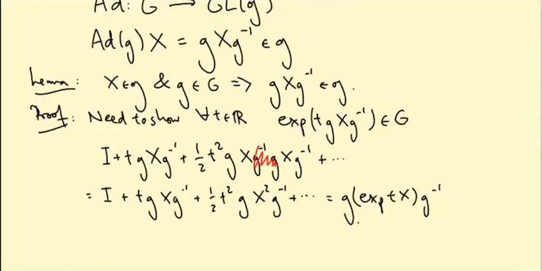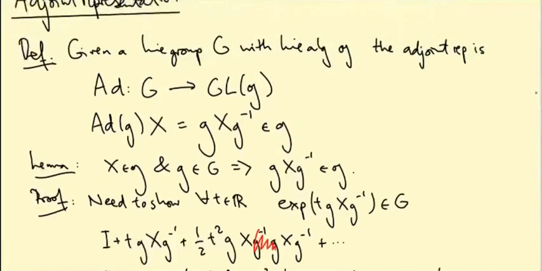And g is in big G, g inverse is in big G, exp tx is in big G for all t, because x is in the Lie algebra, so their product is in big G, and that's what we wanted to show. Okay, so this makes sense as a representation. It takes an element of the Lie algebra, and it gives us an element of the Lie algebra.